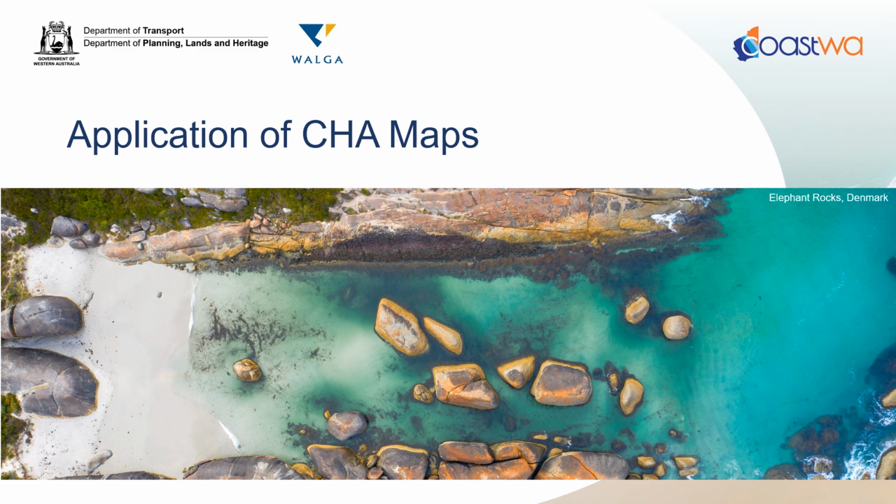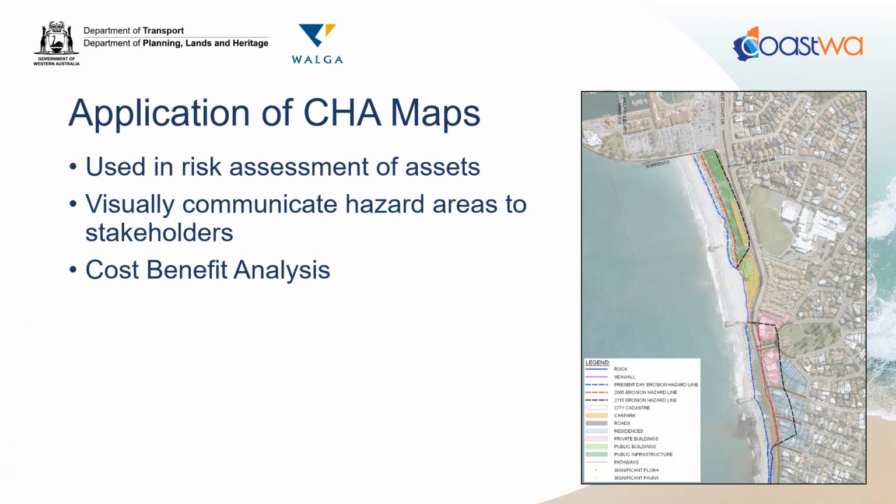Once we've got our output from our assessment, we've got our coastal hazard maps, we'll step through how we actually apply those and what they mean. So the hazard maps are used in risk assessments to determine risks to assets, to visually communicate potential hazard areas to stakeholders, and in completion of cost-benefit analysis.